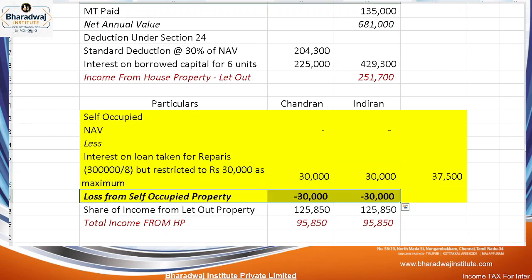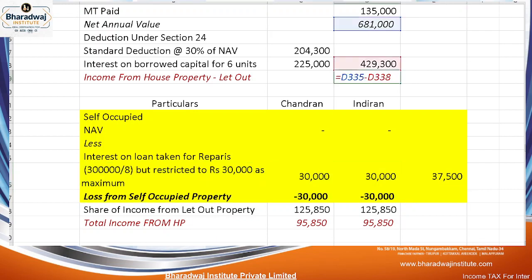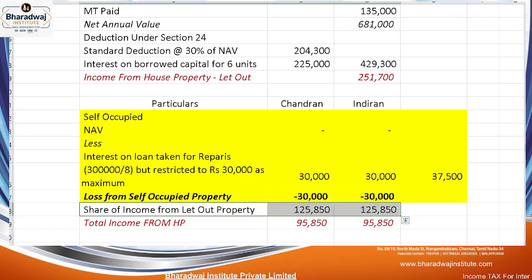Loss on self-occupied portion. Now this 2,51,700 will be shared by Indran and Chandran equally. Income from let out portion is shared by Indran and Chandran equally. So there is a loss of 30,000. There is a profit of 1,25,850. This can be set off. 95,850. 95,850 is the income from house property for Indran and Chandran.